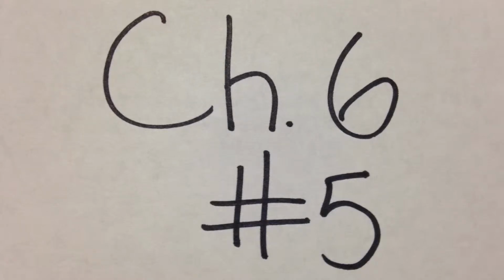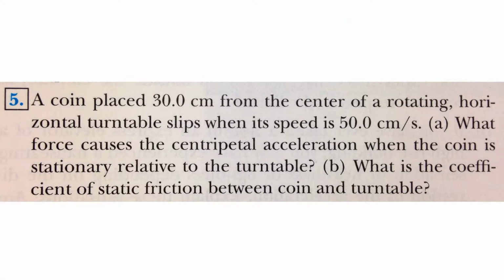Chapter 6, number 5 says, a coin placed 30 centimeters from the center of a rotating horizontal turntable slips when its speed is 50 centimeters per second. A. What force causes the centripetal acceleration when the coin is stationary relative to the turntable?